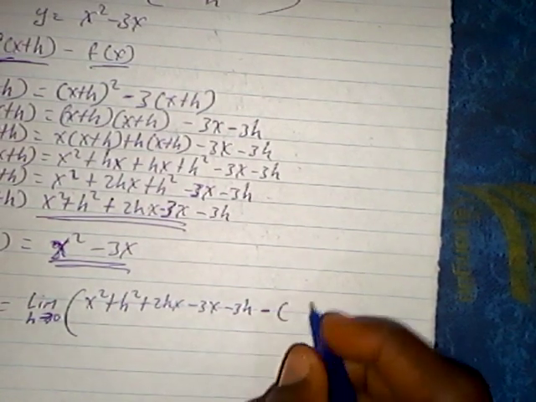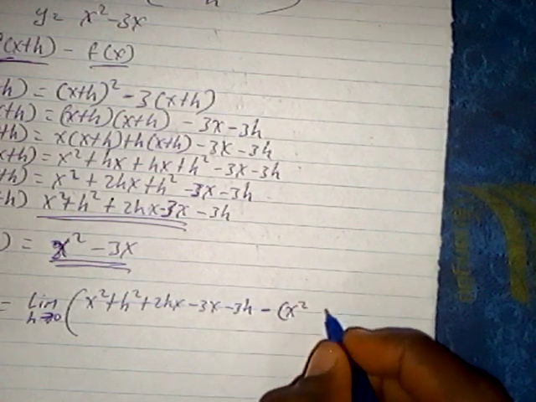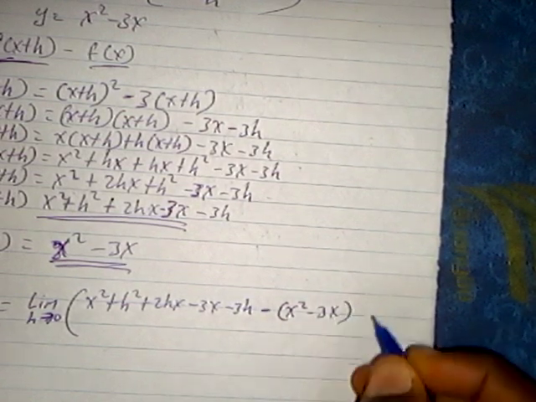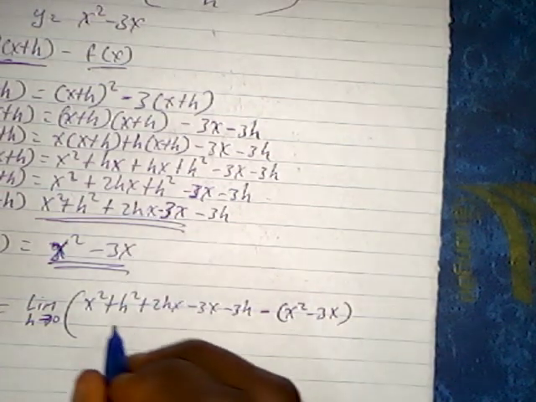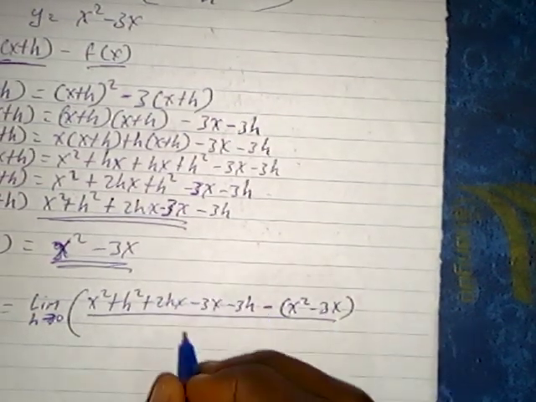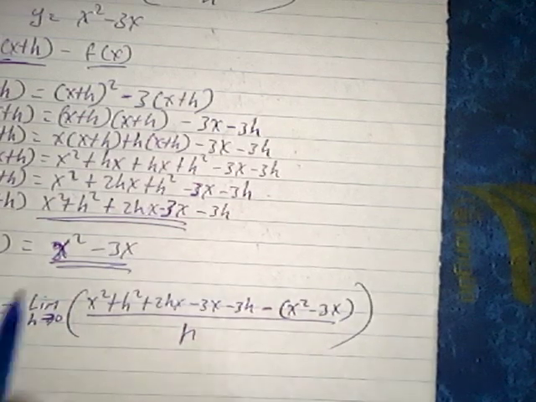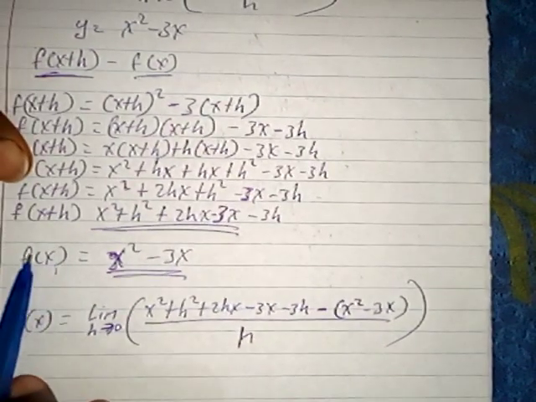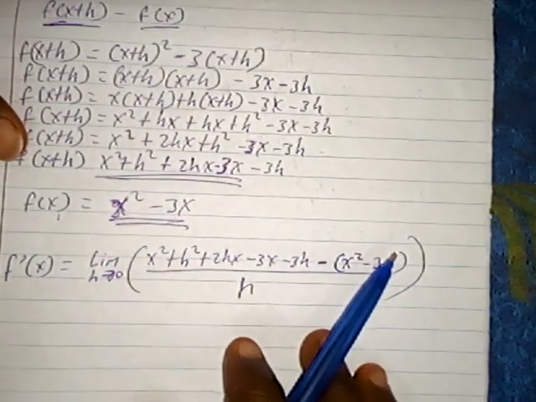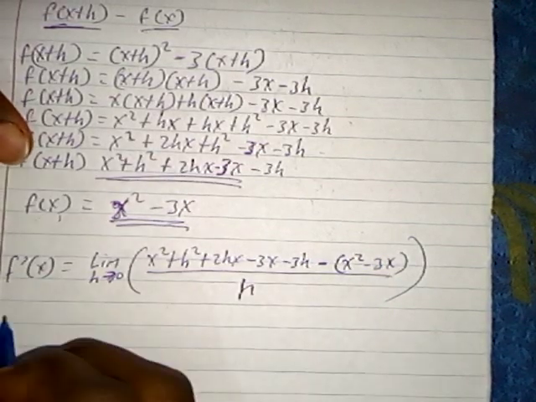We should put it in brackets: x square minus 3x. Take note, if you don't put it in brackets, you are going to miss it. This way, if you don't put it in brackets, you will likely miss it. So it's always advisable, when you are substituting the value of f of x, to put it in brackets. You get me? Good. Now what next?